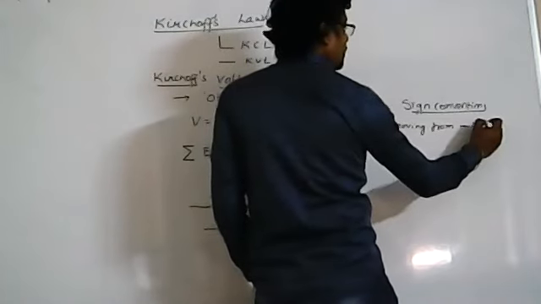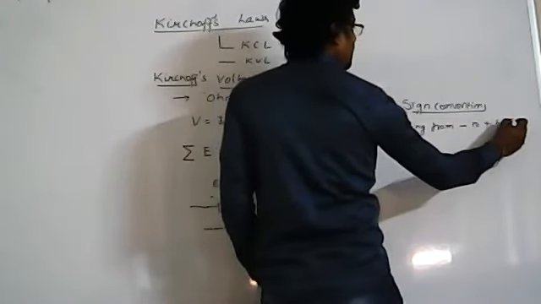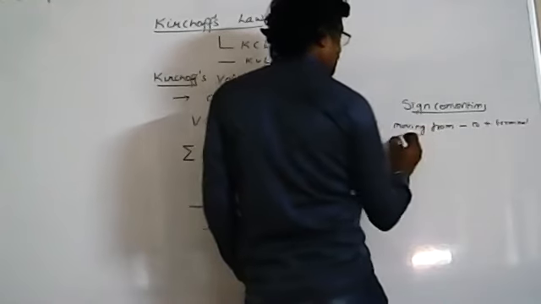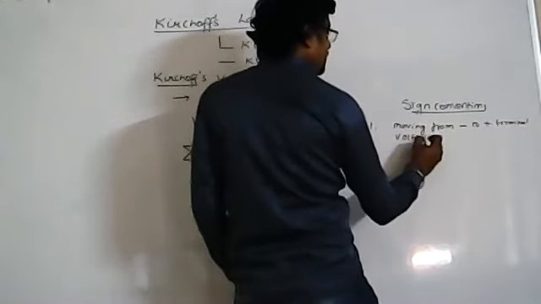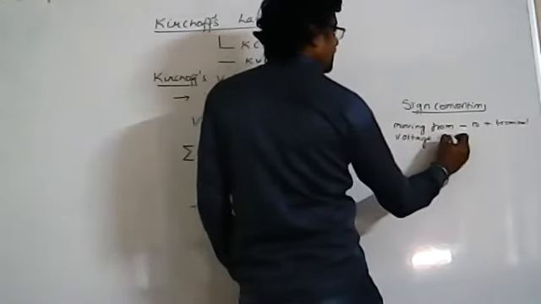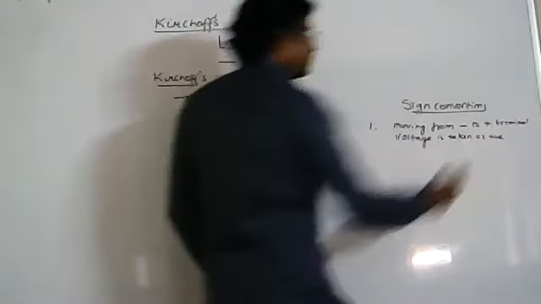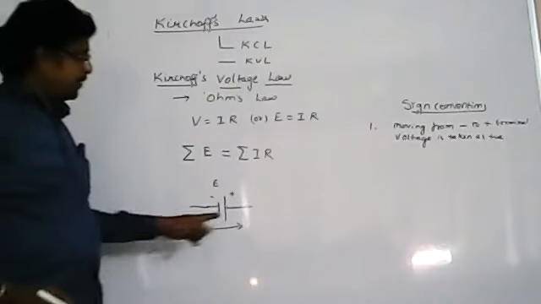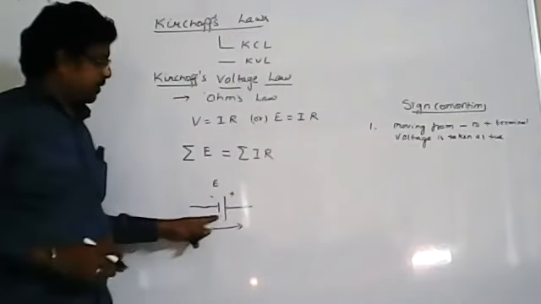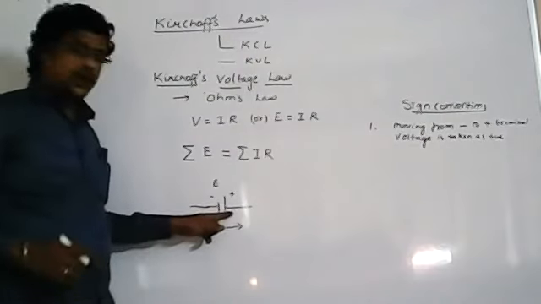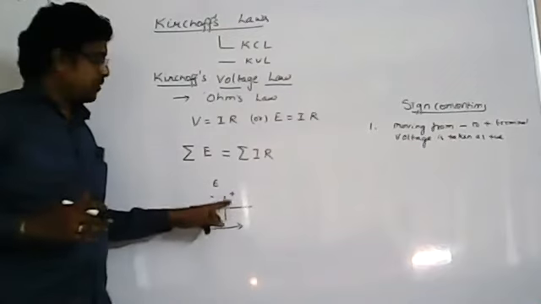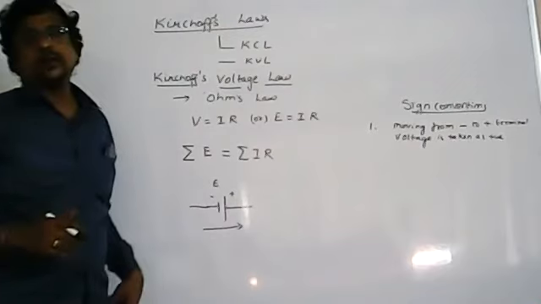Moving from negative to positive terminal, voltage is taken as positive. Whichever terminal you are leaving, you are entering the negative terminal and leaving the positive terminal. So you have to take the value of the positive terminal.